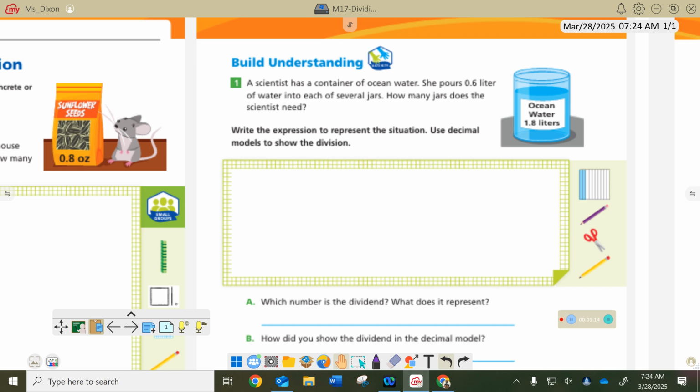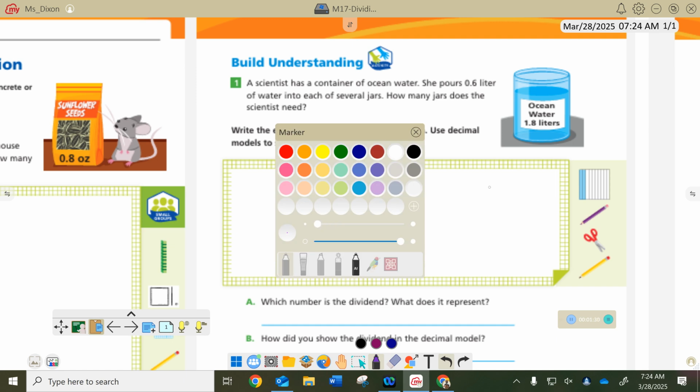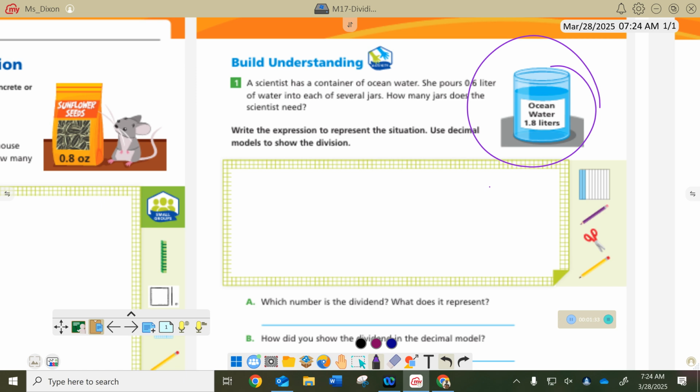Question number 1. A scientist has a container of ocean water. She pours 6/10 liters of the water into each of several jars. How many jars does the scientist need? If you look at your picture, you will see that she has a total of 1 8/10 liters of ocean water. We know that she's going to pour 6/10 into jars. We're trying to find out how many jars she is going to use.